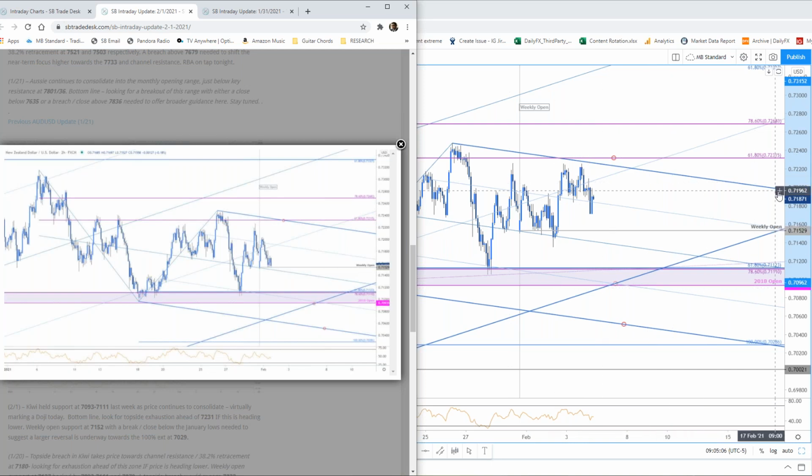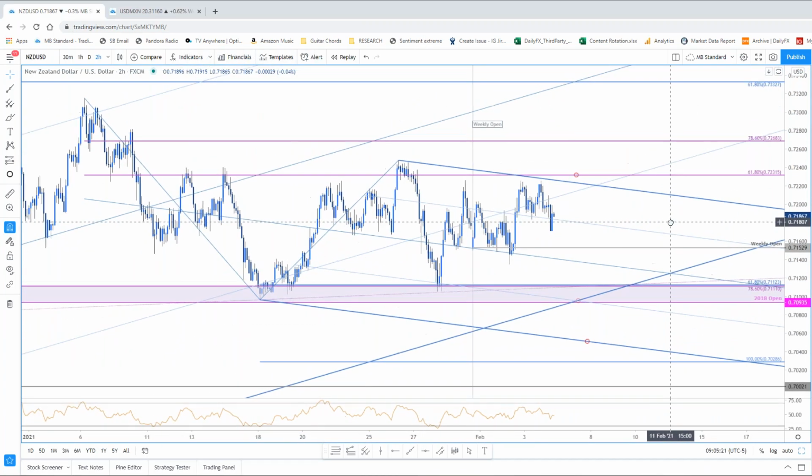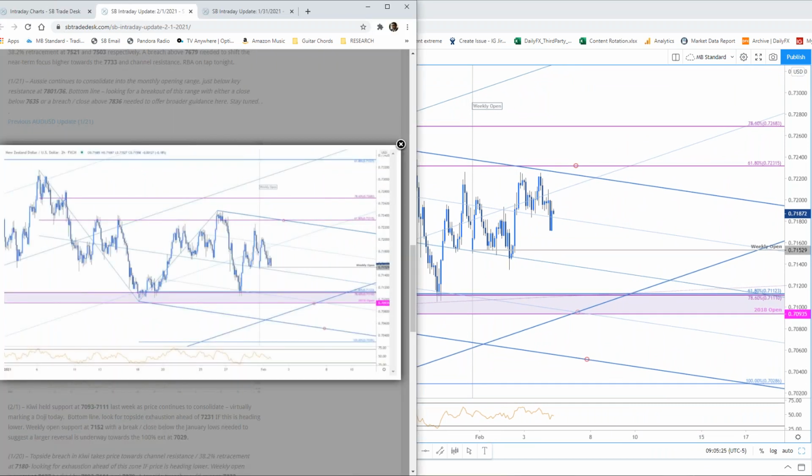So look, all things held constant, sub 72.30, that's what we're looking for. Need a break below 70.90 into 71 to get this thing going. Getting a little excited here, guys, towards the end of the week. Okay, so no change to the Kiwi levels.